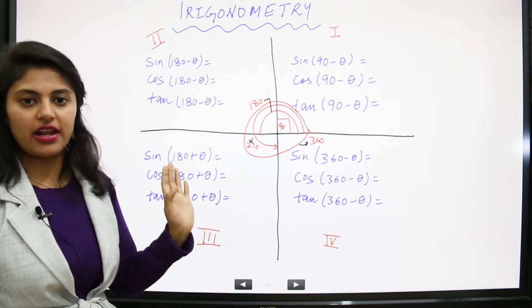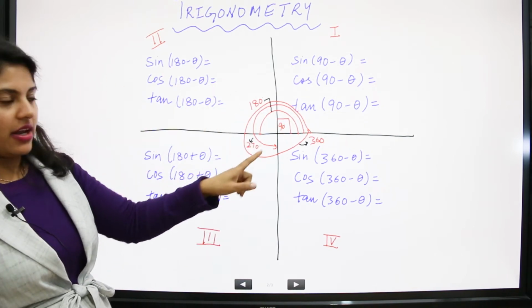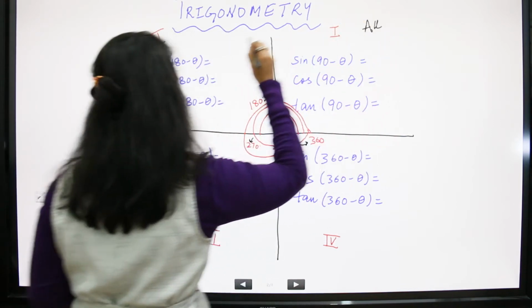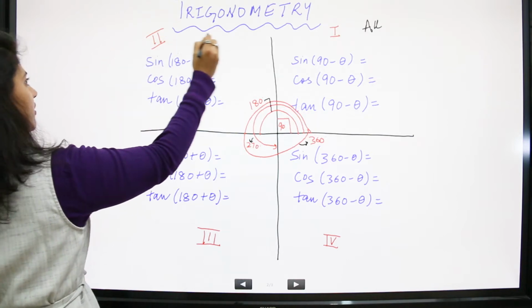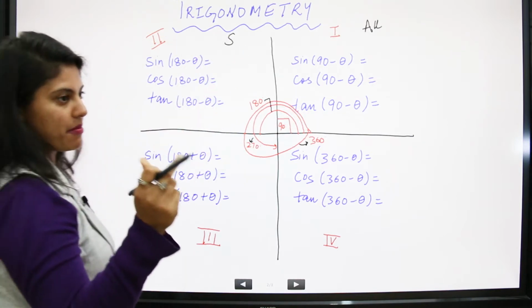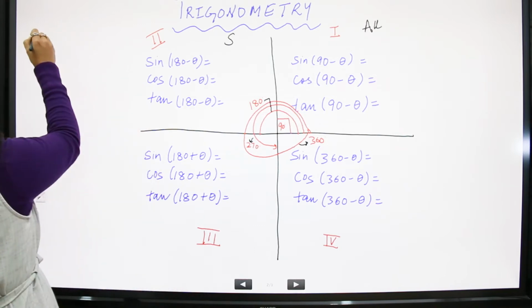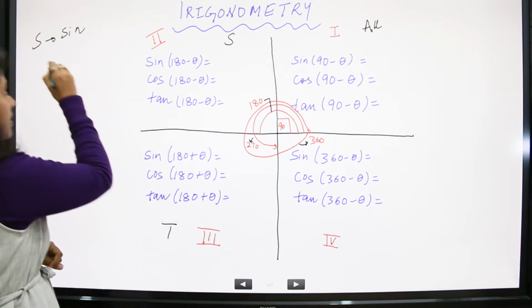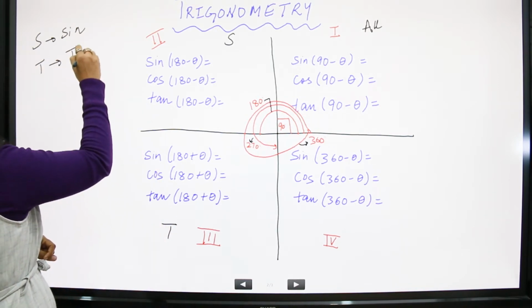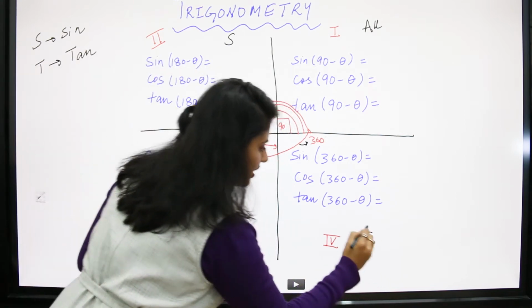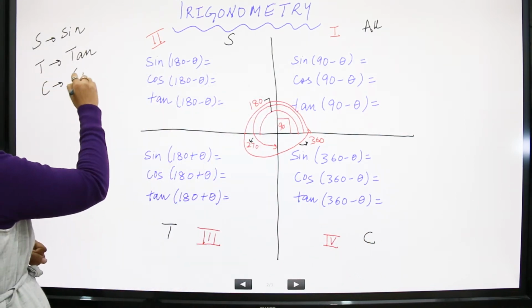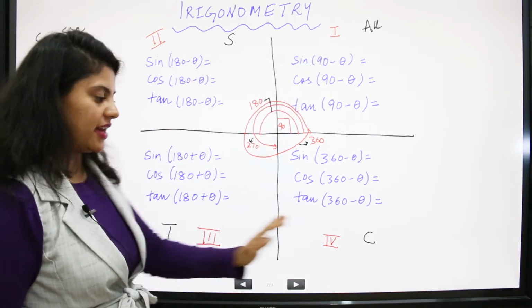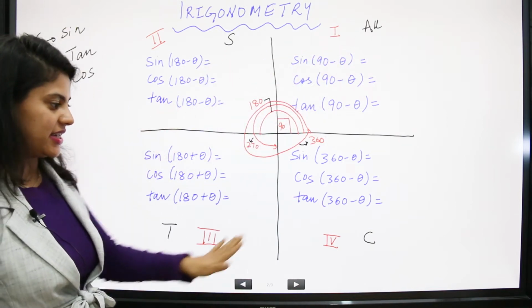Now how can these values be learned? I am going to write one thing: all in here and S in here. For the S, you need to remember that S means sine. T in here, T means tan. And the last one, C in here, C means cos. Just remember like that: all sine, tan, cos, all S, T, C.